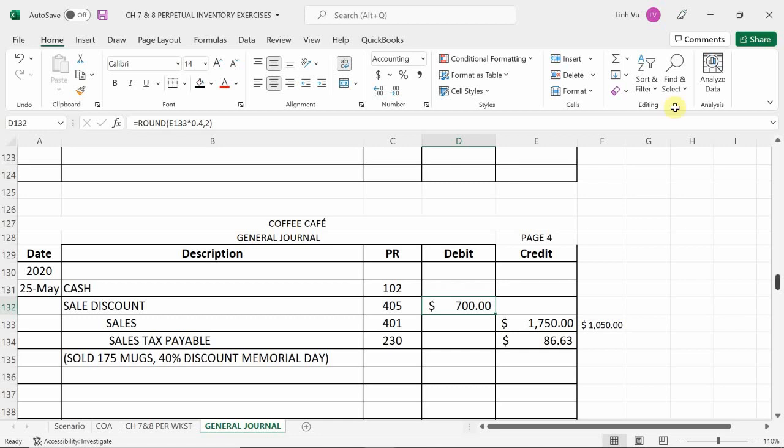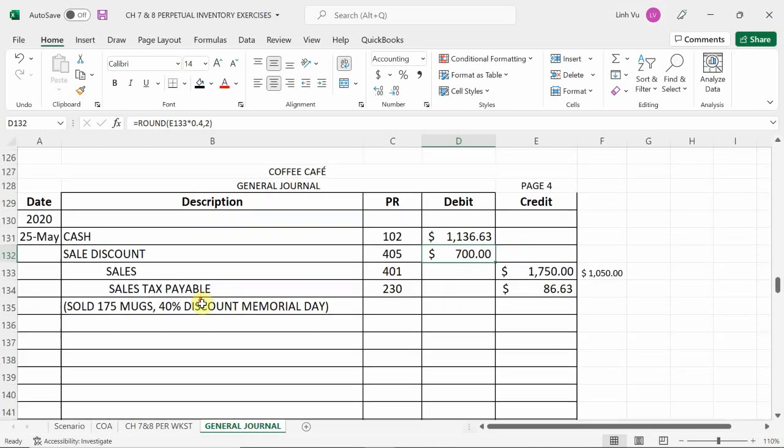Or what I can do is, this is what I need to solve for, is my total debits equaling my total credits. So in this case, if this is going to equal my total credits, minus my total debit here, I'm going to get the same exact answer of the 1136.63 because I use the rules of equal debits with equal credits. Okay, so I should get the same 1136.63. And that's how I solve for my discount.